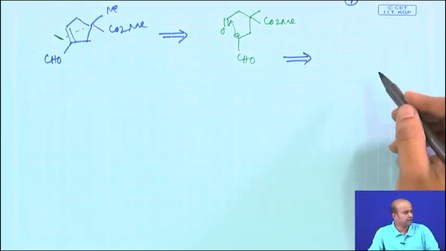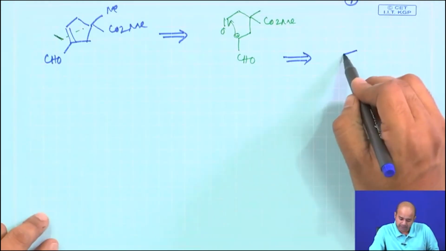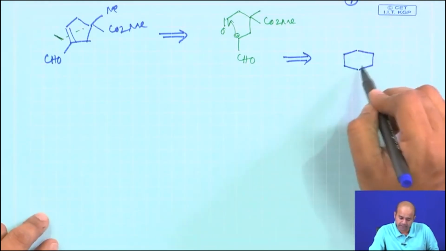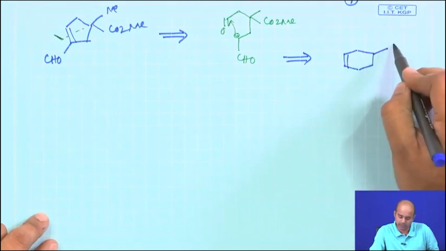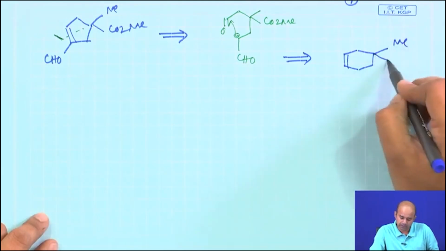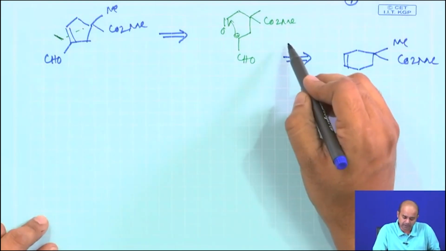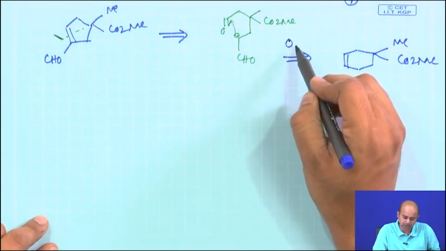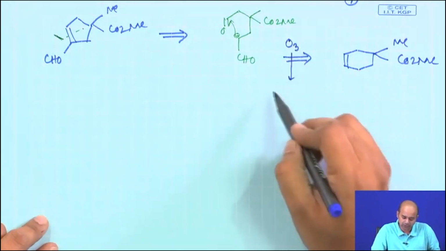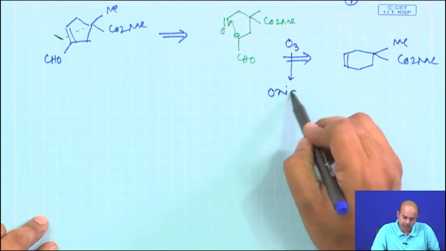Now, the starting material, how can you make the starting material? As it is a dialdehyde, you can straightforwardly go to some compounds like this. Now, what is this reaction? It is basically oxidative cleavage, or you can say ozonolysis. So, it is an oxidative cleavage.